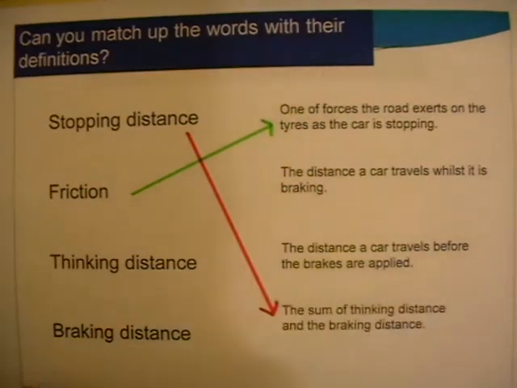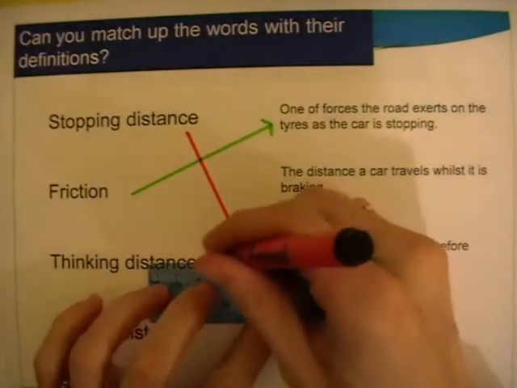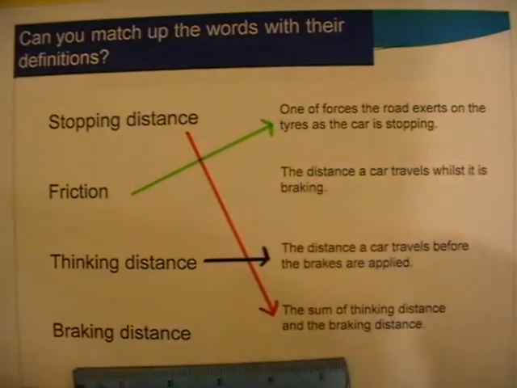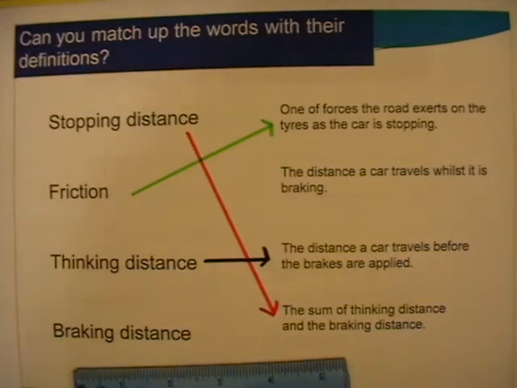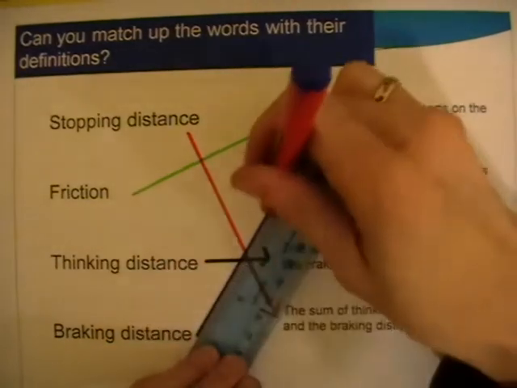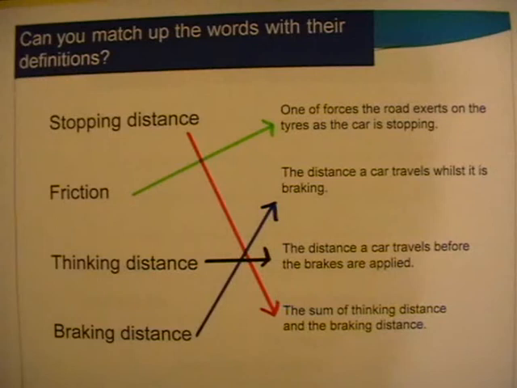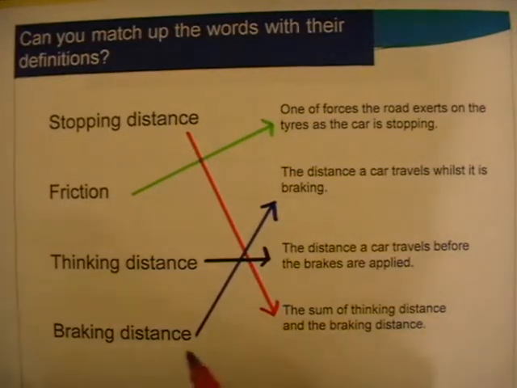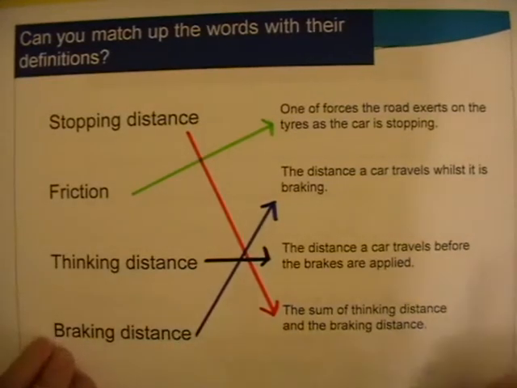The next one is thinking distance, and thinking distance, if you remember, is the length of time it takes for the driver to react, and it's the distance a car travels before the brakes are applied, and so it's going to be this one here. And so there's only one left, and that's the braking distance, and the braking distance of the car is the distance that the car travels whilst it is braking. So you're really thinking about reaction time when you're thinking about thinking distance, and that distance you travel depends on the speed you're travelling at and how long it takes you to react.